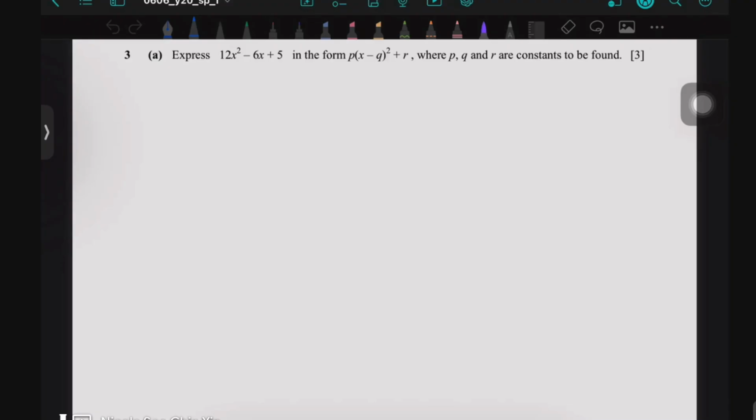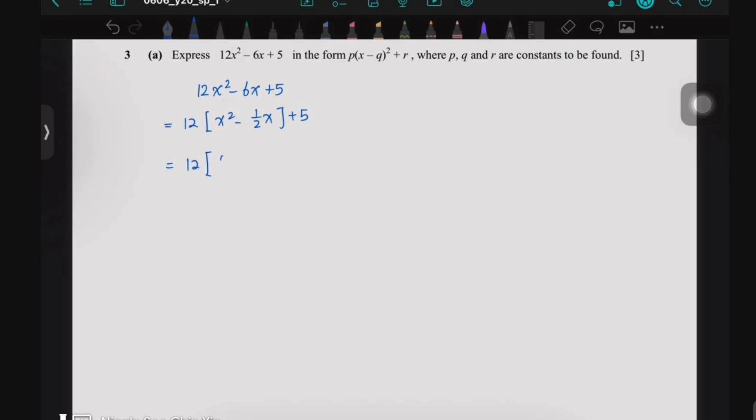Okay, we move on to the next one. Express this as completing the square. So this is not very hard. We also can continue to do 12x squared minus 6x plus 5. So I will take out my 12. Okay, x squared minus half x plus 5. Then we start to do completing the square.